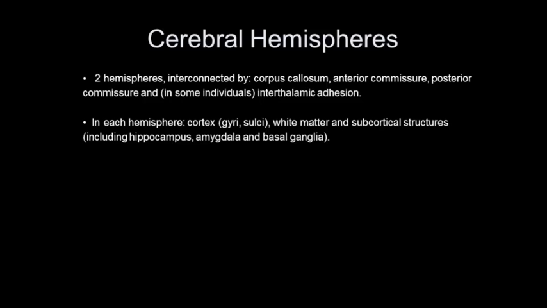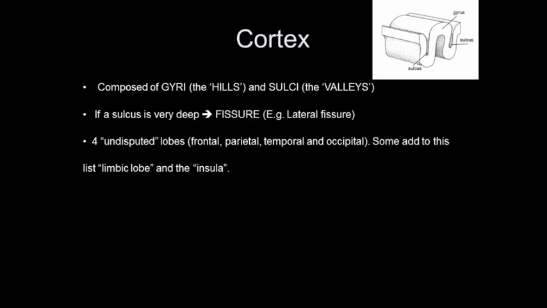So we talked about two hemispheres connected. In each hemisphere, there's the cortex, there's the white matter beneath it, and then there are several subcortical structures, and we'll deal with them. And the cortex is made of gyri and sulci. The gyri are the hills, and the sulci are the valleys.